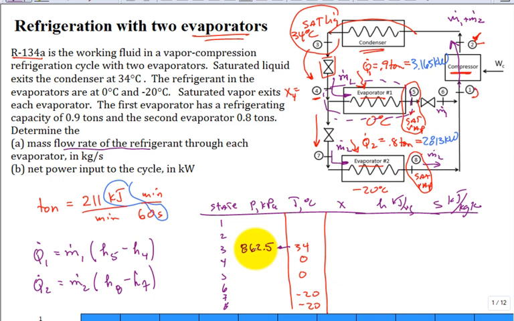1, 2, 3, 4, 5. Good, very good. Now, how about the pressure at 2? 862.5. Why is the pressure at 2 equal to pressure at 3? Because there's no pressure drop. We neglect that in the condenser.